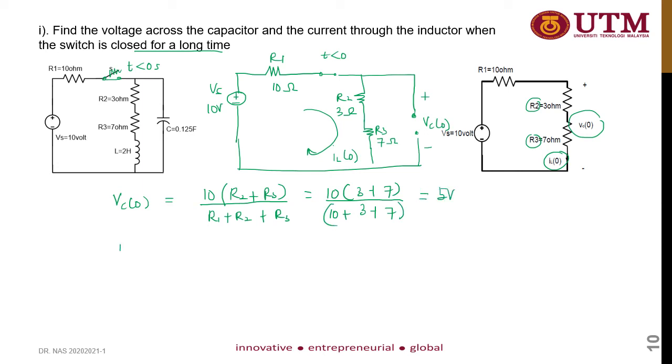And IL naught equal to the source divided by the total impedance. So the source is 10 divided by R1 plus R2 plus R3, in which it is equal to 10 divided by 10 plus 3 plus 7, equal to 0.5 ampere.